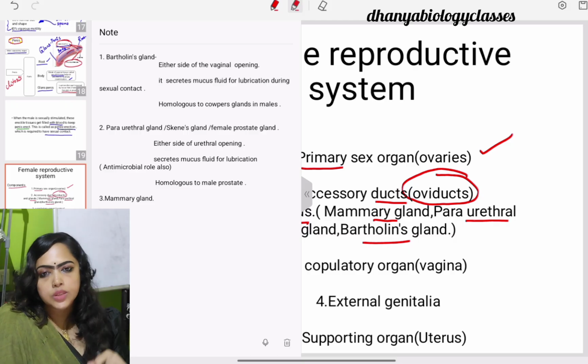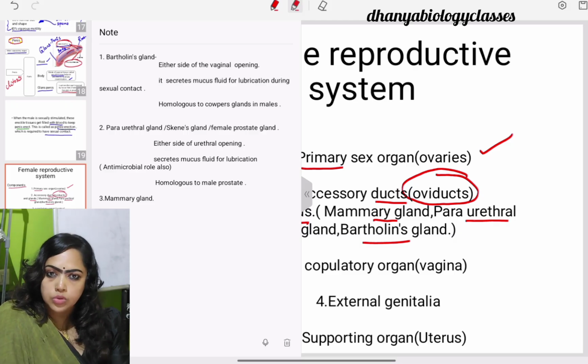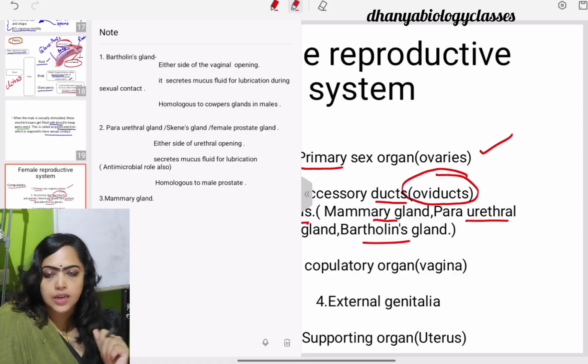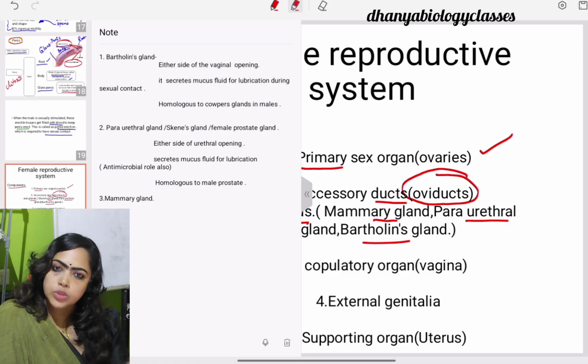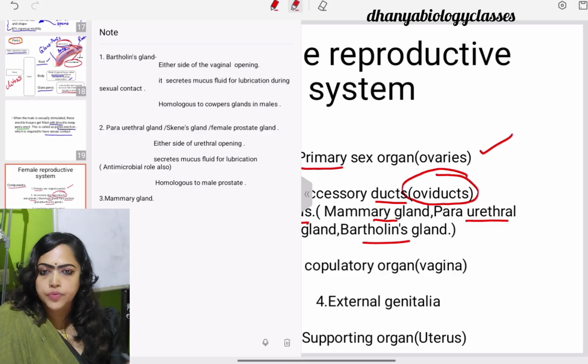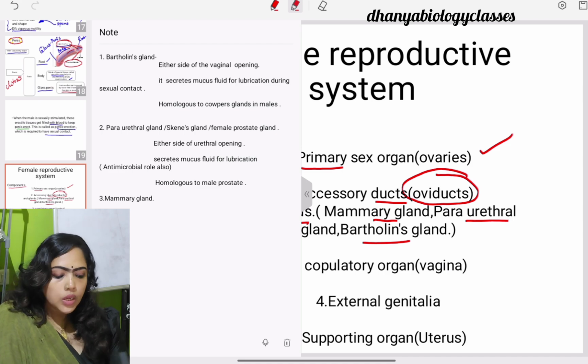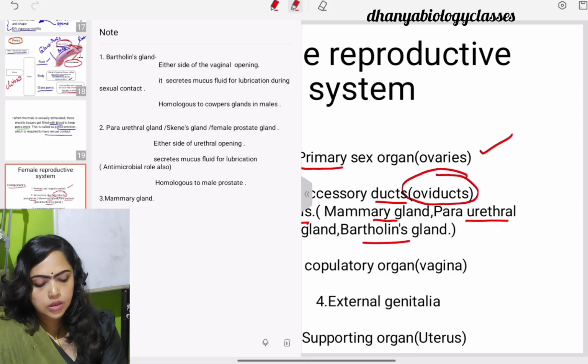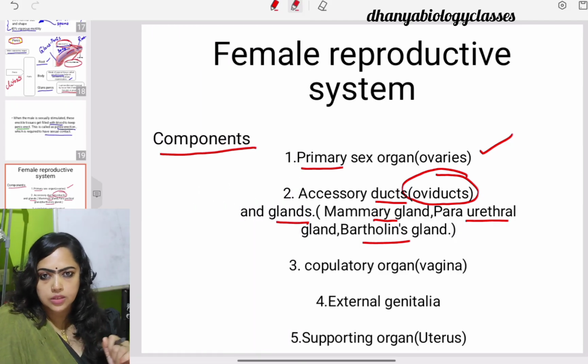And then this paraurethral gland, as the name indicates, is on either side of the urethral opening. And then it is homologous to the prostate gland in males. And that is why this paraurethral gland is called the female prostate gland. And it is also called Skene's gland. Okay. And here also the role is producing mucus for lubrication during sexual contact. Then an antimicrobial role also. So this Bartholin's gland is homologous to Cowper's gland in males, while paraurethral gland is homologous to what? Prostate gland in males. Okay.